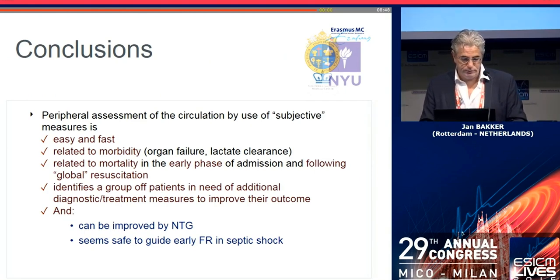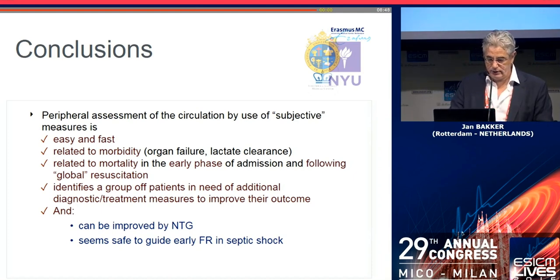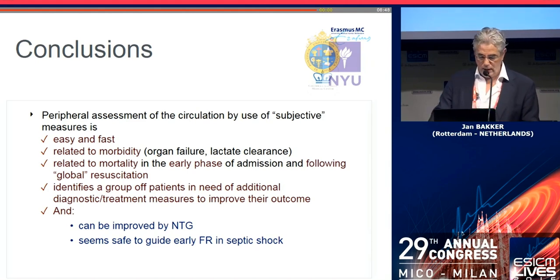So in conclusion, peripheral assessment of the circulation by use of these semi-subjective measures is very easy, incredibly fast. It's related to mortality, it's related to morbidity, and it identifies in the emergency department a group of patients that absolutely needs more follow-up because they have this huge mortality after resuscitation.